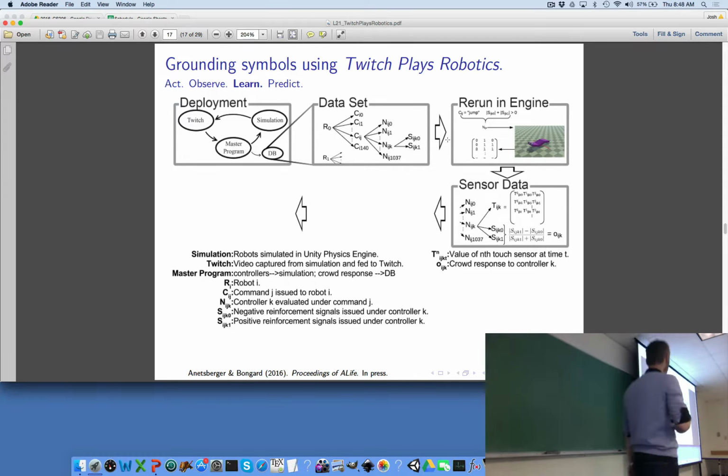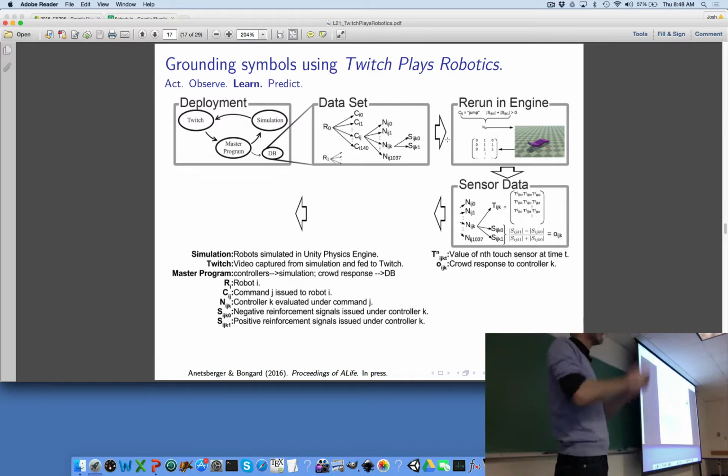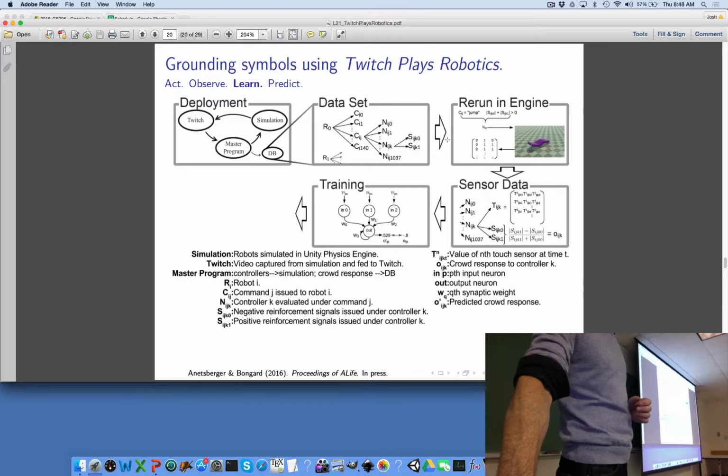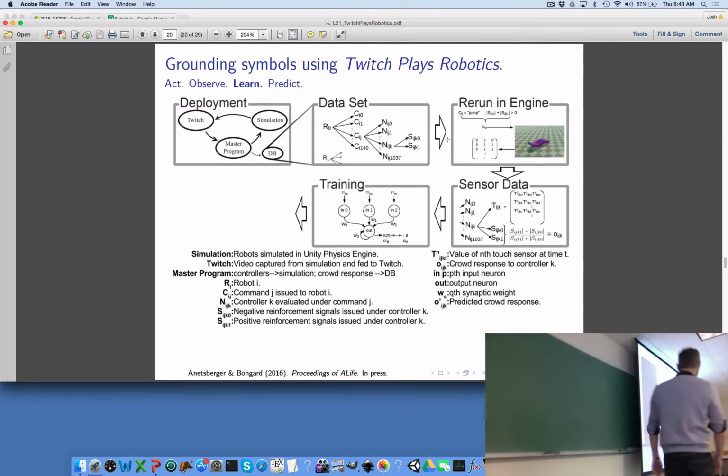We took our reinforcement signals and computed our crowd response here, O, so we know how much or how little the crowd liked, or how much or how little the crowd thought the robot was obeying that command. I showed you what this data looks like last time, and I think this is where we ended last time. So here's our neural network now, which is going to try and learn to ground the symbols.